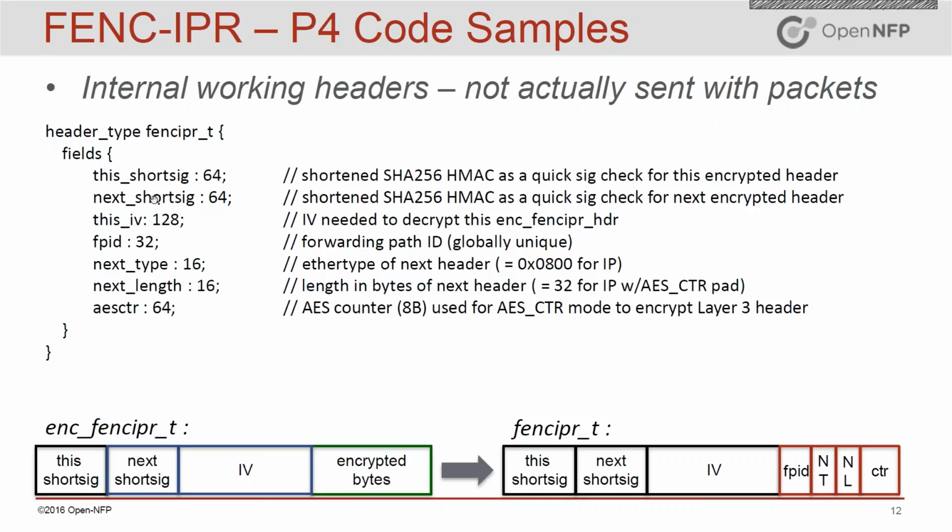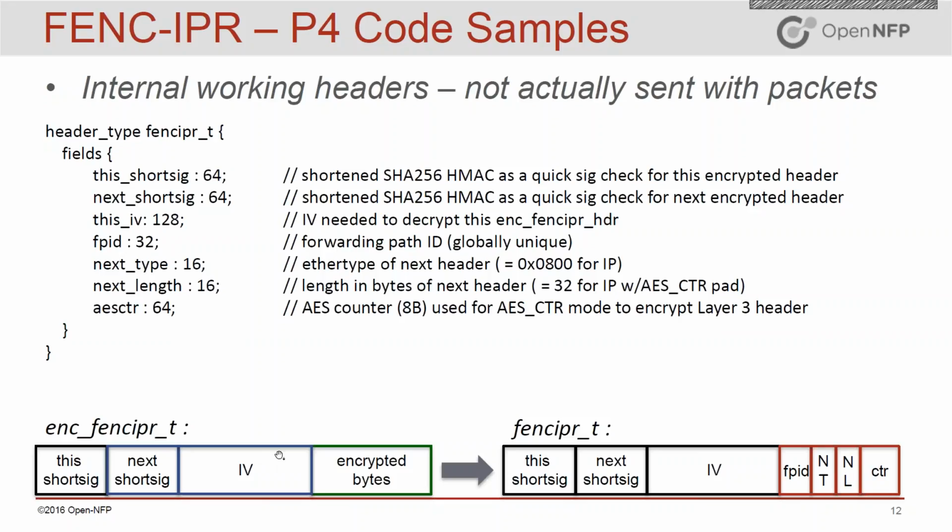For FENC-IPR, right here, the first 3 fields are the same, and then you've got the 4 plain text fields. And this AES counter, or shortened IV, we use for encrypting the IPv4 header. So when that comes in, the processing, which I'll show in a minute, is to calculate the short signature for what's coming in for FENC-IPR, compare it to the one that's sent, and if it's the same, then we'll go ahead and decrypt.